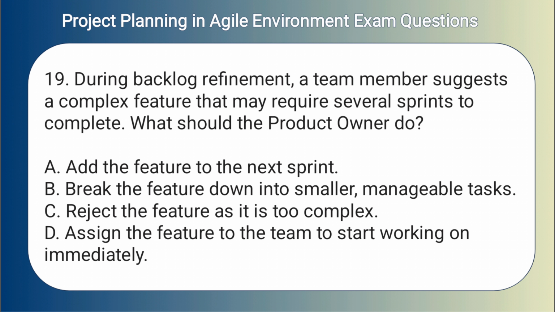19. During backlog refinement, a team member suggests a complex feature that may require several sprints to complete. What should the product owner do? A. Add the feature to the next sprint. B. Break the feature down into smaller, manageable tasks. C. Reject the feature as it is too complex. D. Assign the feature to the team to start working on immediately.